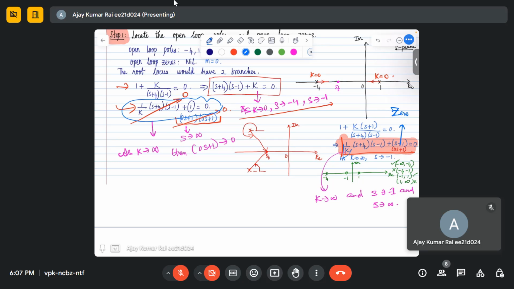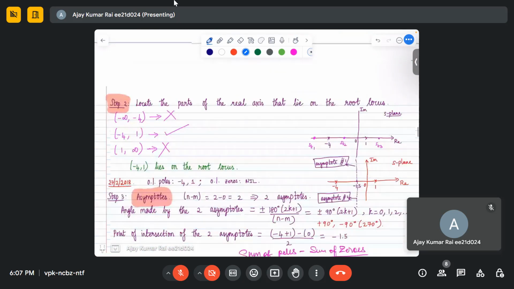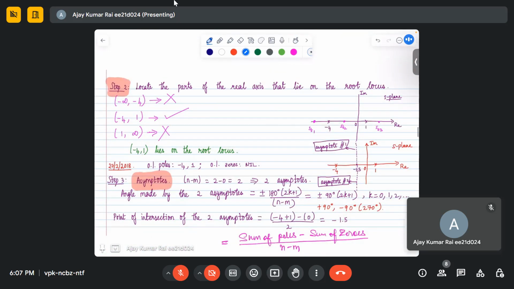Another condition is when s tends to infinity. So it can be much more appreciated when k is infinity, it is at the open loop poles and open loop zeros. That we'll see. So in step 2, we have to locate the root locus on the real axis.